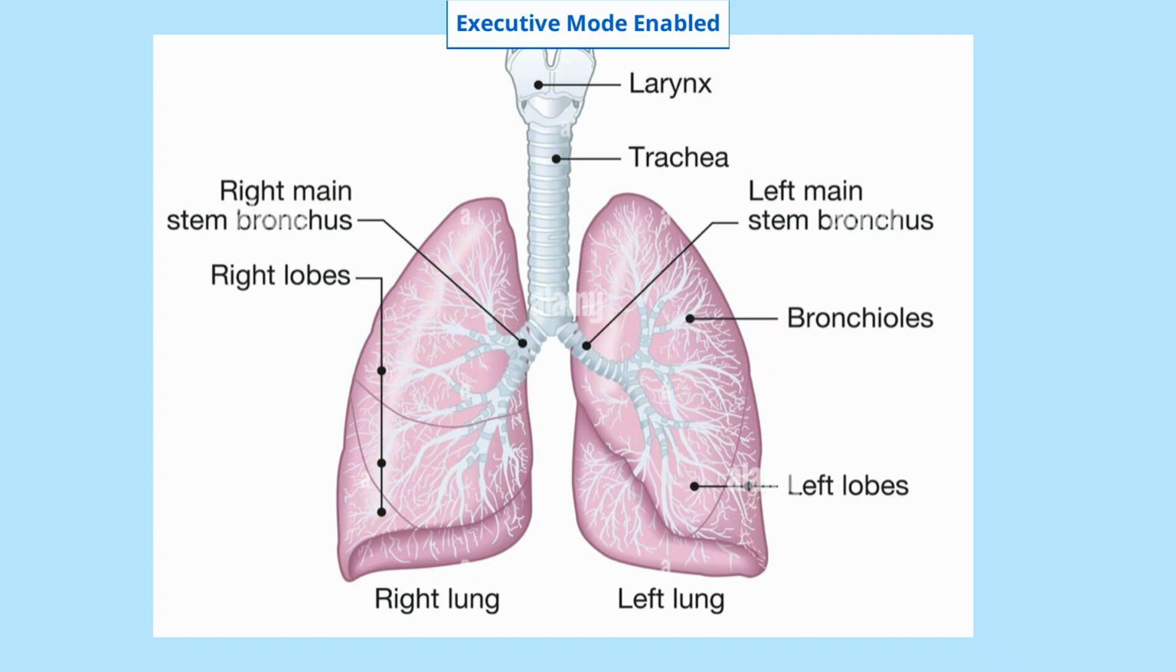Something else to note is that the right lung has 3 lobes, while the left lung has 2 lobes. Does anyone know why the left lung only has 2 lobes? Right. So the left lung only has 2 lobes because of the heart, which means that it only has 2 secondary bronchi. The right lung has 3 lobes, so it has 3 secondary bronchi.